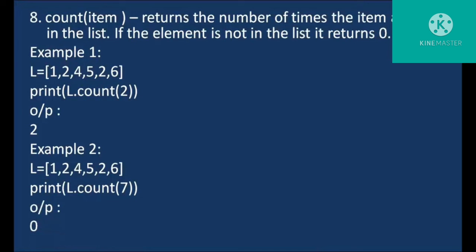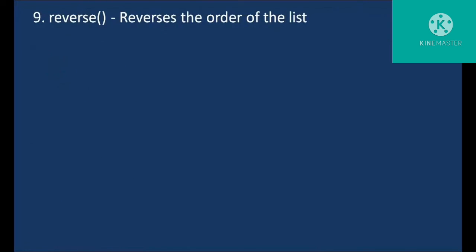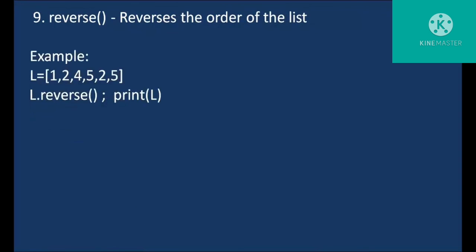The function called reverse reverses the order of the list. What will this function do? ये क्या करेगा? आपके लिस्ट को ही रिवर्स कर देगा. ओके, सी द एग्जांपल हियर, it is just going to be 5 2 5 4 2 1. That means you reverse the list. Clear? Okay, now the next function is sort.